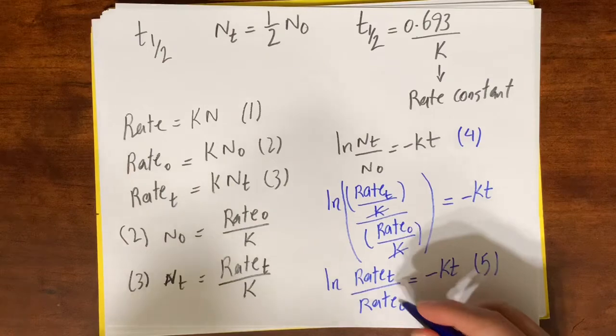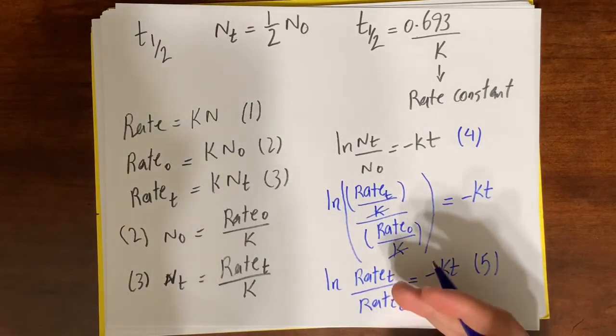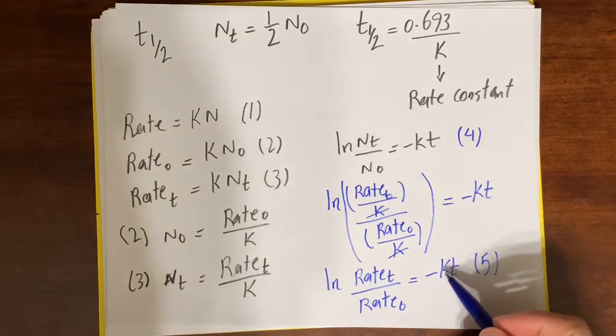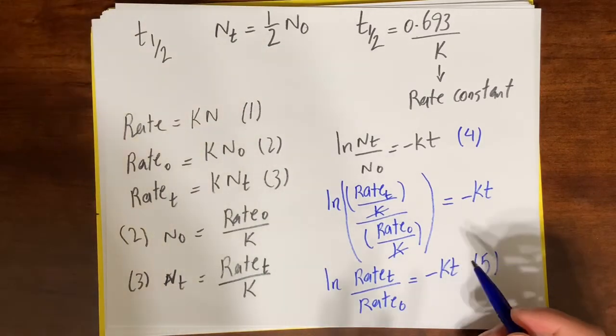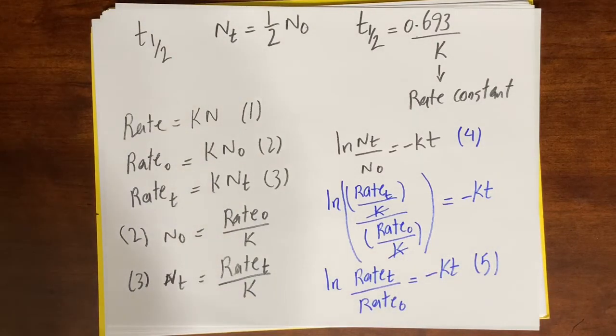So if I have the rates of different reactions, I can compare them, divide them, and I can get an idea about K, or I can get an idea about the time. Okay, and here let's do an example about it.